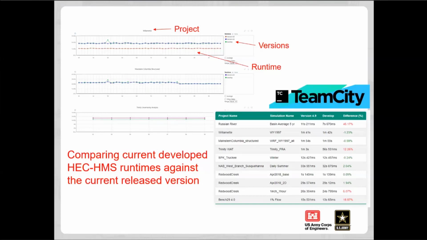And if you look closely on the left graph, you might notice that for the Willamette project, our runtimes between 4.8 and 4.9 did increase. That is kind of a bummer, but we are aware of this and we have data points that can show us that this is the case. And so we are looking for ways to diagnose why that might be happening.